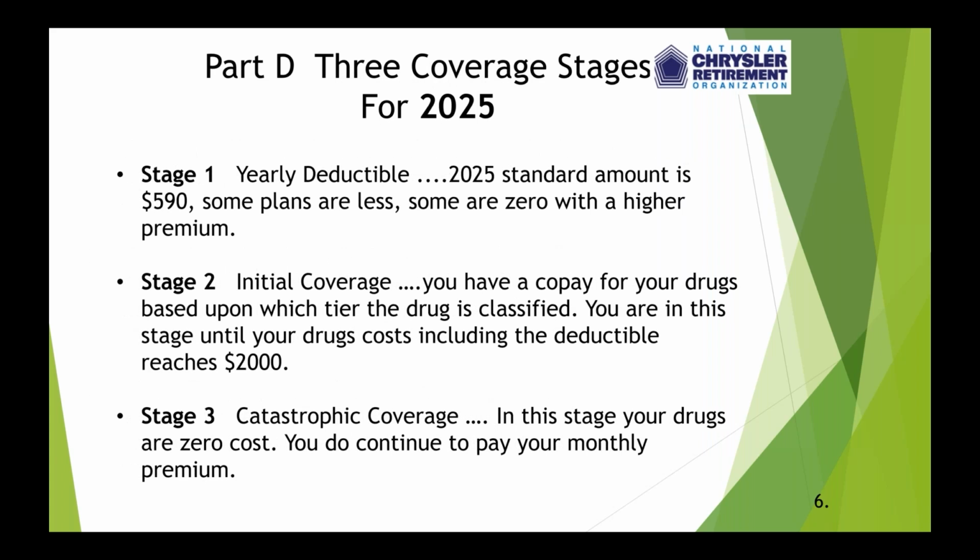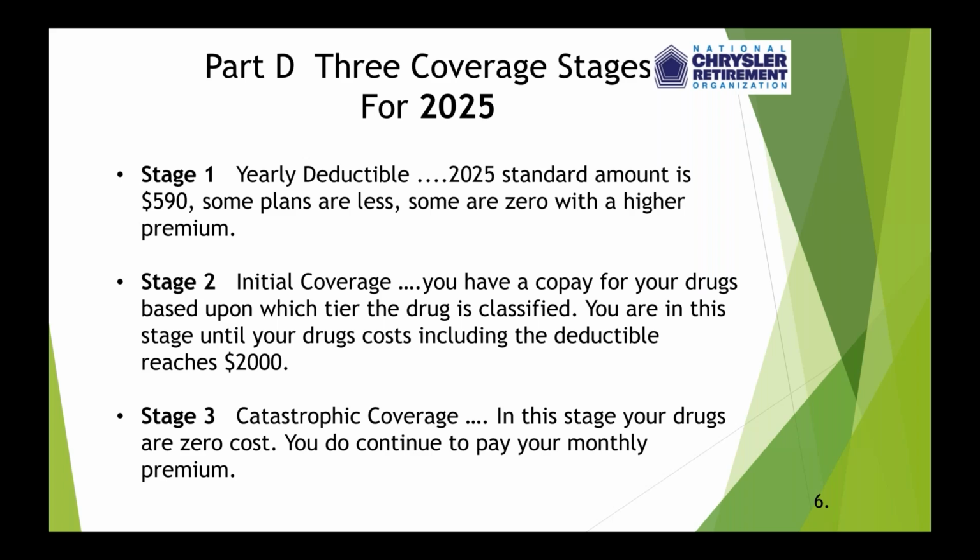So for 2025, things have changed for the better. There's no longer what you heard of as a donut hole. The donut hole is gone. What you have now is 3 stages instead of 4. Stage 1 is you pay your deductible, and for 2025, it's $590. Some plans, if you pay a higher premium, will charge you less than $590. Some will even charge you a 0 premium. But you have to look at the total cost, not just whether or not you're paying a premium.